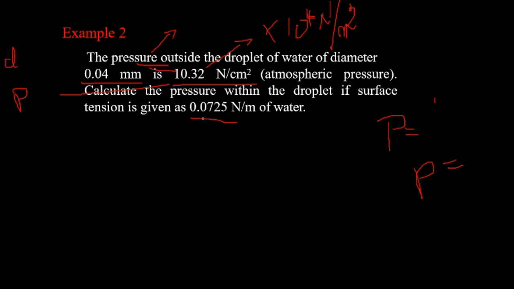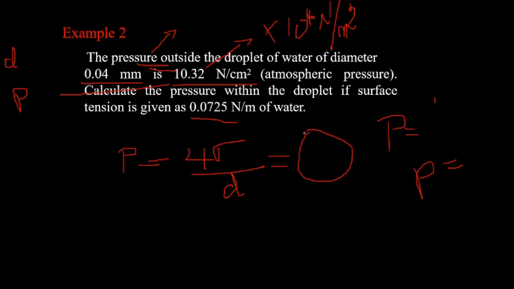So what do we have to find? We have to find first the pressure, that is P is equal to 4 sigma divided by D. Whatever answer comes here is not the final answer, because it is the pressure inside the droplet in excess of the outside pressure. Whenever the outside pressure is given, it is connected with this one.